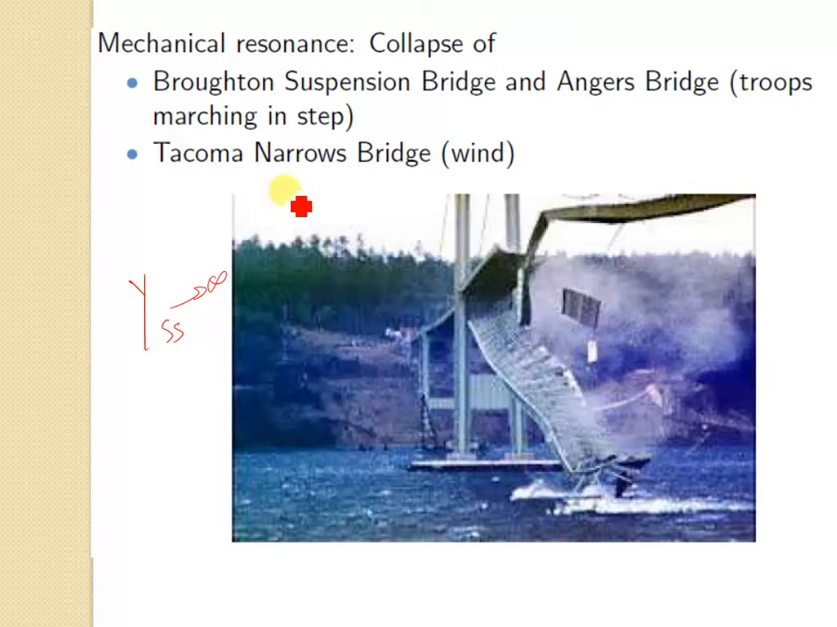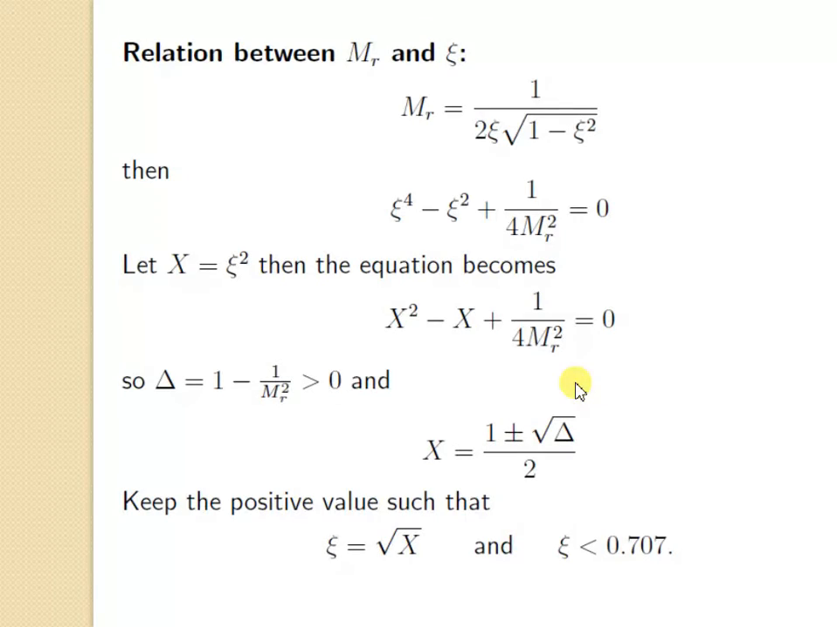This bridge was calculated wrongly, and they had mechanical resonance and the collapse of the Brockton suspension bridge and the Anger bridge. Another one is the Tacoma Narrows bridge. There is resonance, that means omega becomes exactly omega resonance, and the sigma they calculated is very small, so the output goes to infinity and damages the bridge.